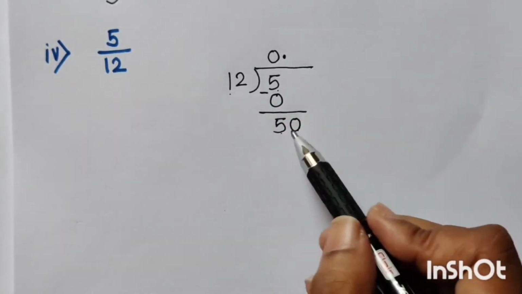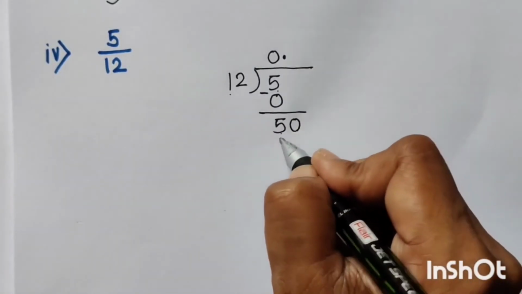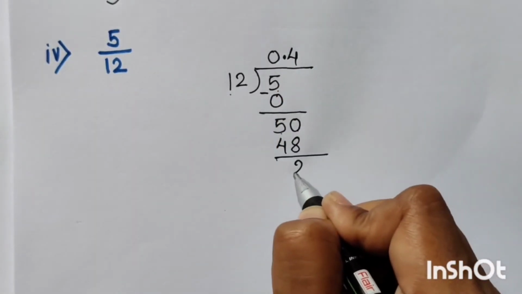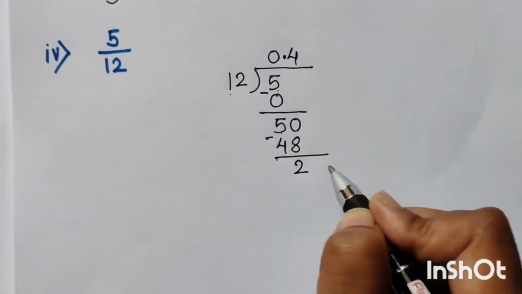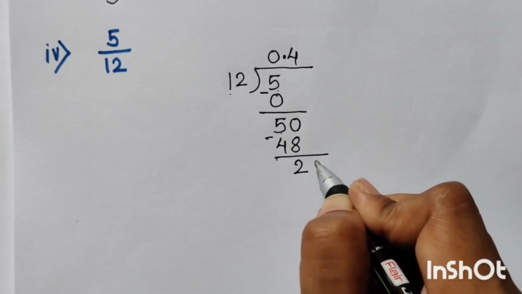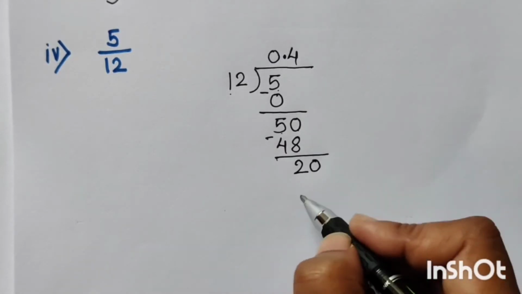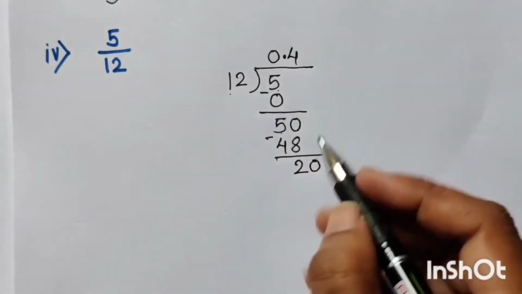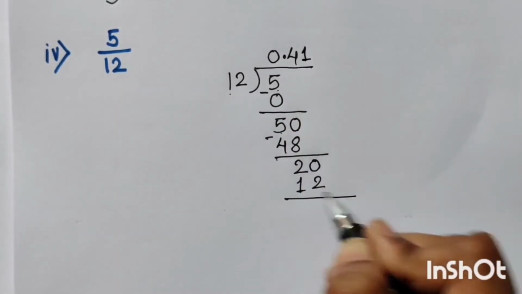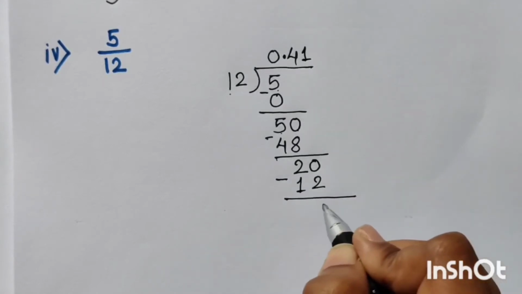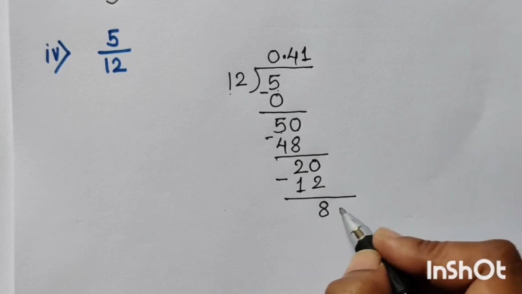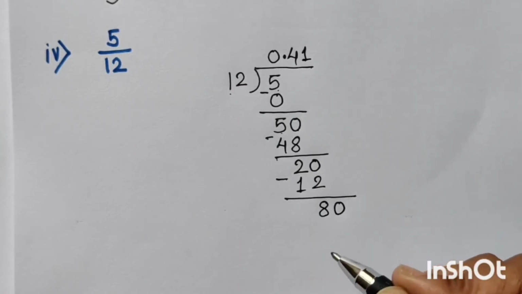Now divide 50 by 12. 12 fours are 48. 2 remaining. Now 2 is not 0. That means our remainder is not 0. That means we have to put a 0 after this 2. Divide 20 by 12. 12 ones are 12. 20 minus 12 is 8. Then 8 is not 0. That means we have to put a 0.